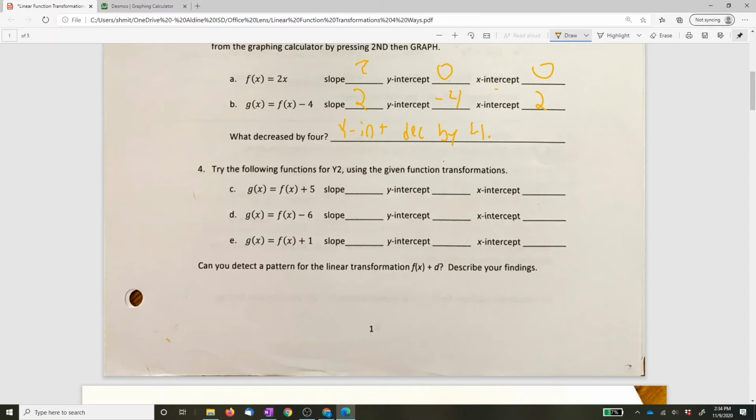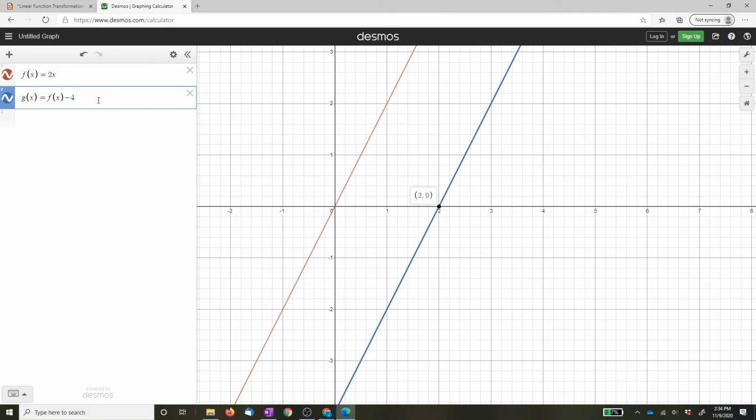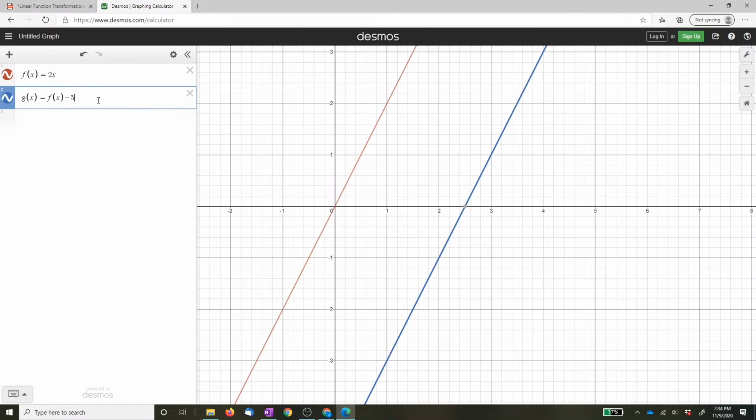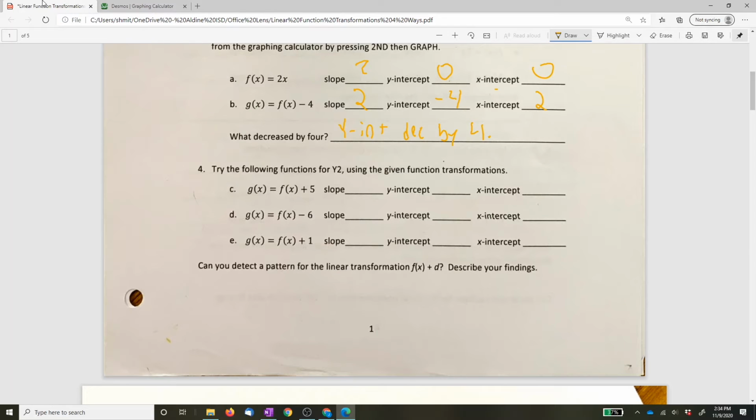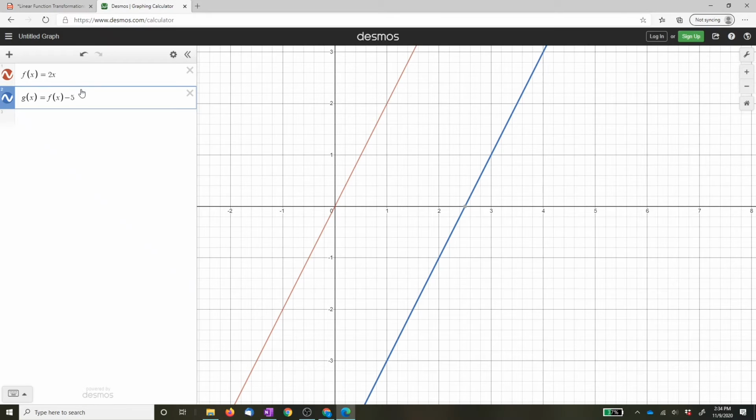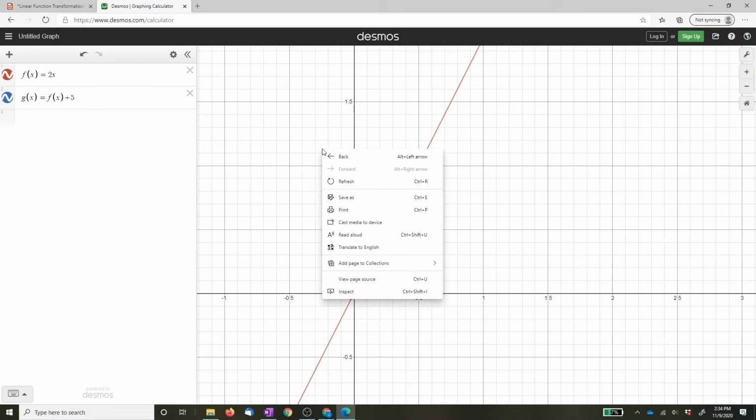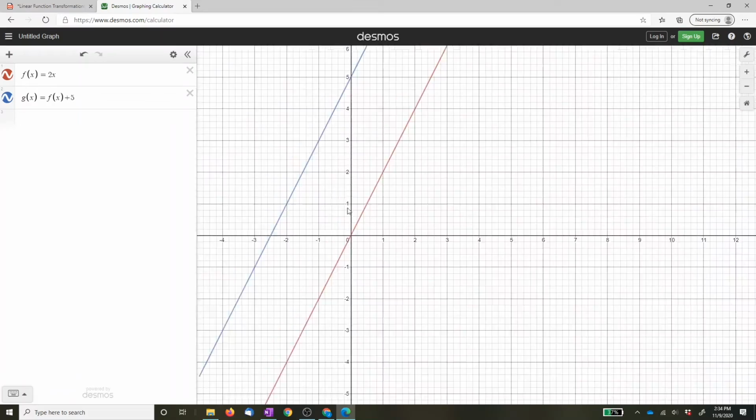Then it says try these ones and see what's going to happen. So we're going to do g of x with the same f of x. The only difference is one time we're going to put plus 5, another time we're going to put minus 6, and the last time we'll put plus 1. So in this calculator, we're just going to change this one to be a plus 5. And then we need the slope, the x-intercept, and the y-intercept.